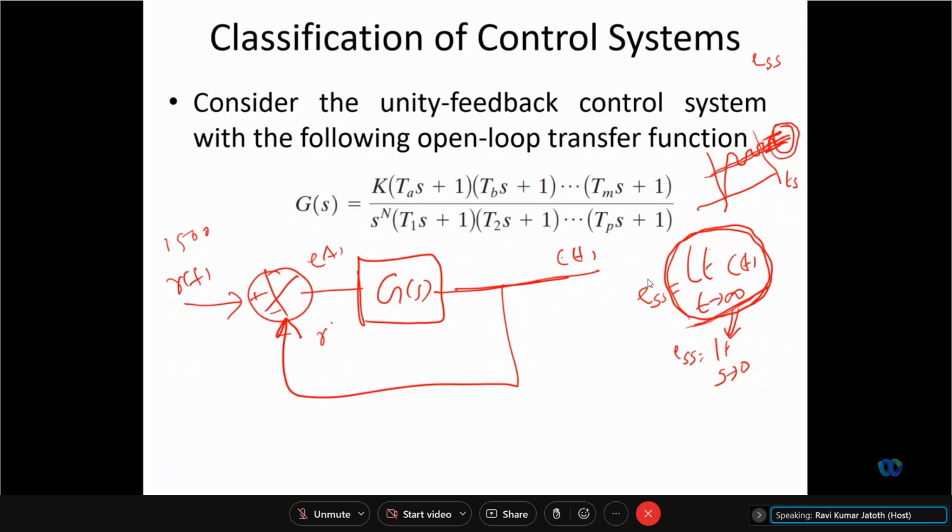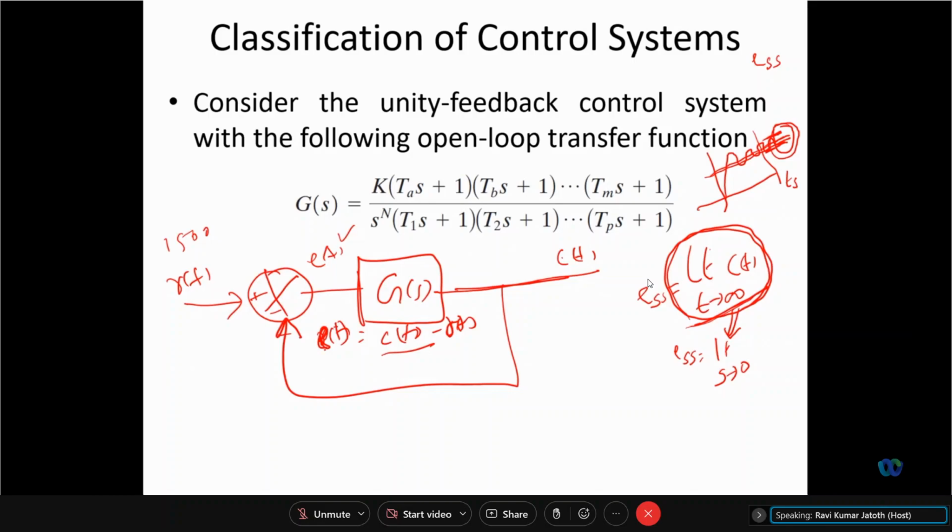Error is nothing but what? Sorry, e(t) is nothing but what? Tell me here in this case. Error is c(t) minus r(t), or r(t) minus c(t). Anything is all right. So this is the error.